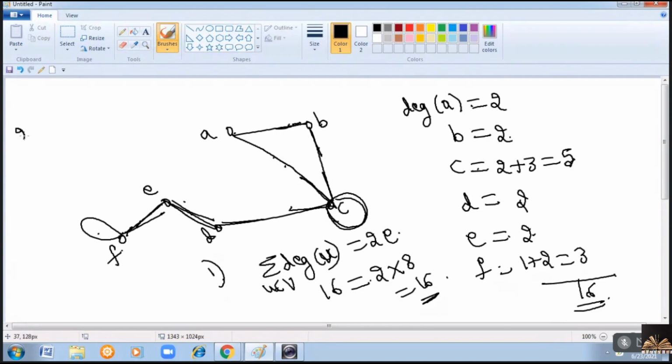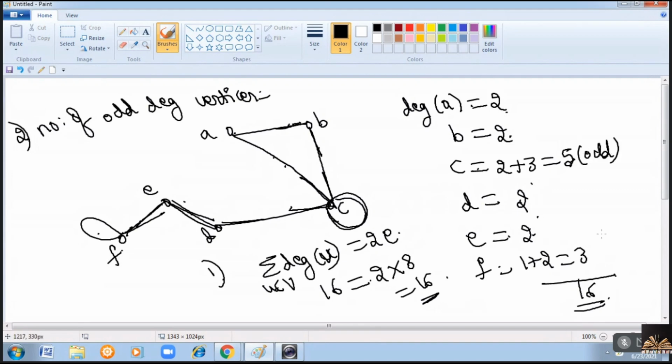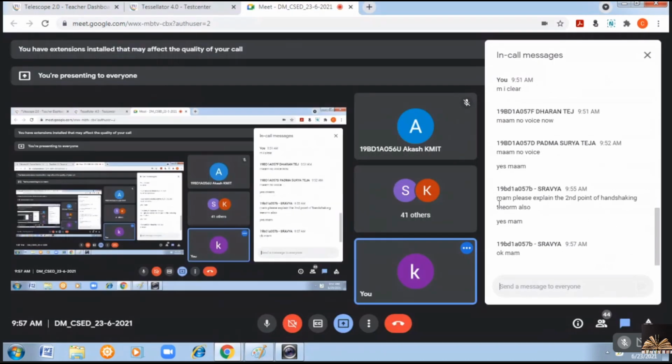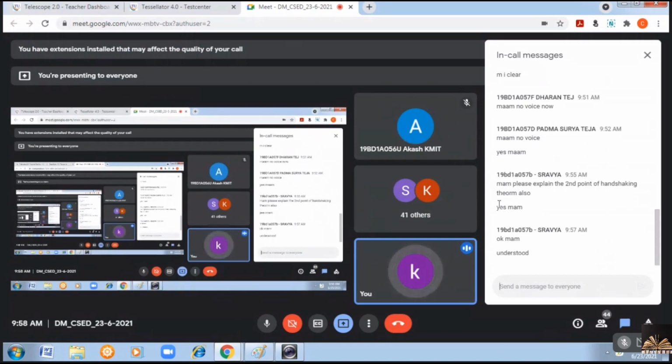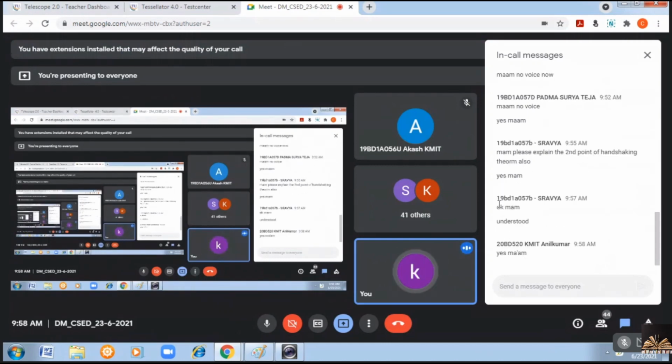Now the second point is the number of odd degree vertices. How many odd degree vertices do we have? Even, even, this is odd. Even, even, odd. How many vertices do we have with odd degree? 2. So this count should be even. The number of odd degree vertices should be even. Is it clear now? Okay.